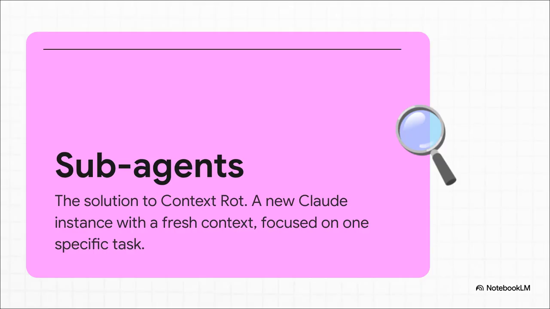So, how do we fight back against context rot? With sub-agents. This is the pro-level move right here. Instead of trying to solve one giant problem in a single messy conversation, you start acting like a manager. You spin up a new temporary version of Claude, a sub-agent, with its own clean 200K token context. You give it one specific job to do. It does the work, reports back, and then its context just disappears, leaving your main conversation clean and focused. Brilliant.